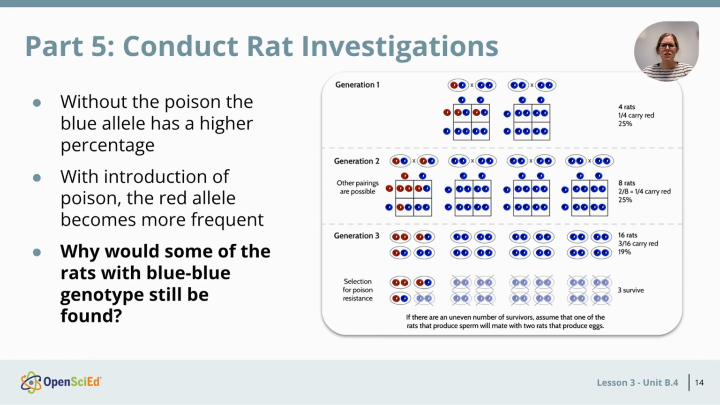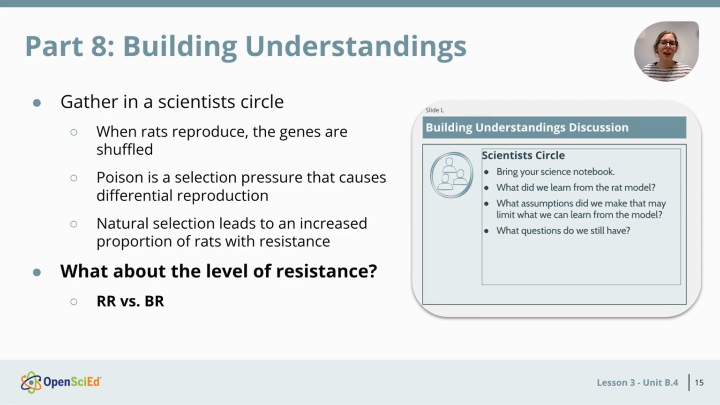And it leads us to wondering, why would some of the rats with the blue-blue genotype still be found if we know that they're being selected against? In part 8, we have our first building understanding discussion. We'll be gathering into a scientist circle.